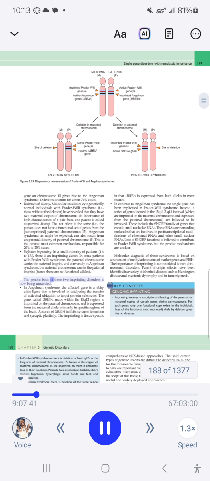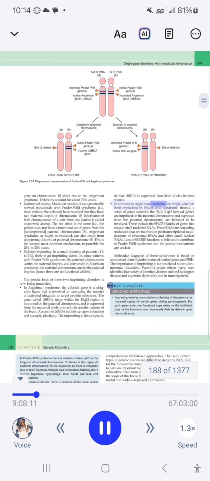The genetic basis of these two imprinting disorders is now being unraveled. In Angelman syndrome, the affected gene is a ubiquitin ligase that is involved in catalyzing the transfer of activated ubiquitin to target protein substrates. The gene, called UBE3A, maps within the 15q12 region, is imprinted on the paternal chromosome, and is expressed from the maternal allele primarily in specific regions of the brain. Absence of UBE3A inhibits synapse formation and synaptic plasticity. The imprinting is tissue-specific, in that UBE3A is expressed from both alleles in most tissues.